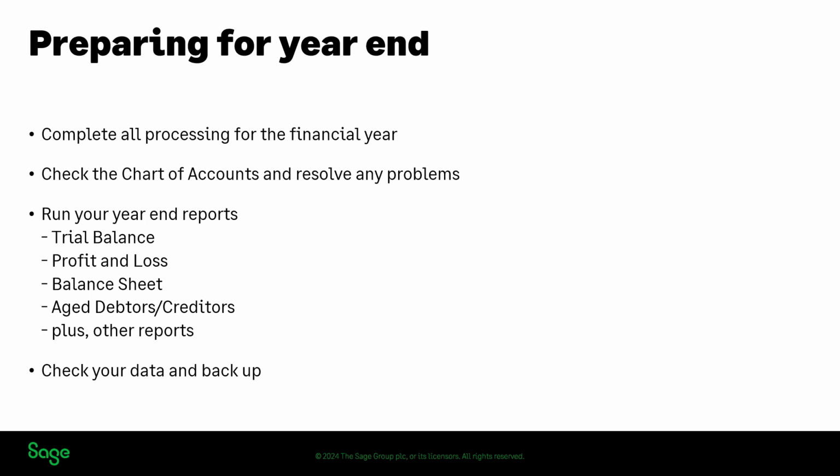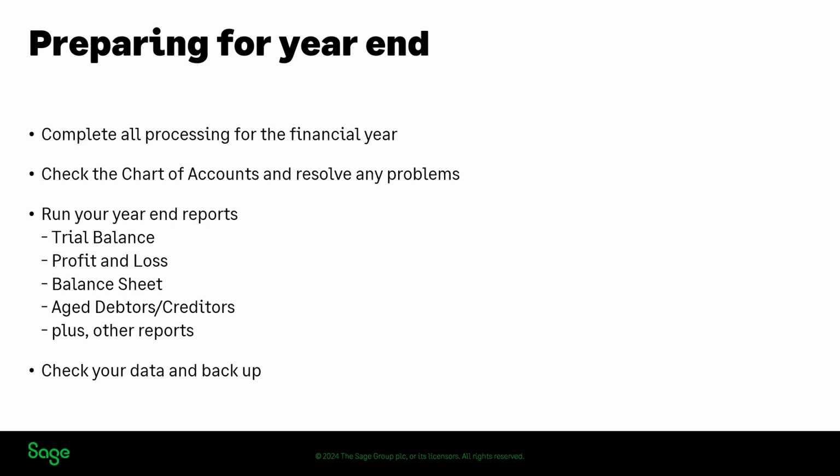The other thing you will do before you actually come to run the year end is probably run some reports. There's not a definitive list of which reports you need to run. There are well over 900 reports available in Sage 50. Which ones you will actually need, probably the best person to speak to is your accountant. You might even leave it to your accountant to do that, or they may come in and run the year end for you.